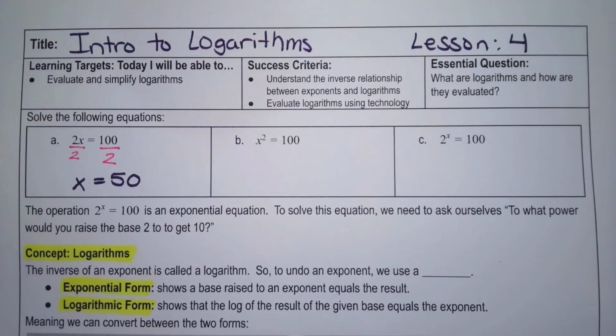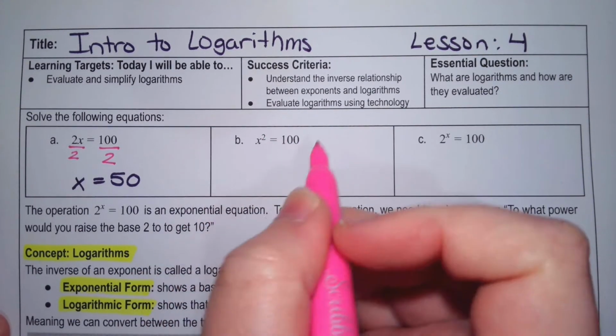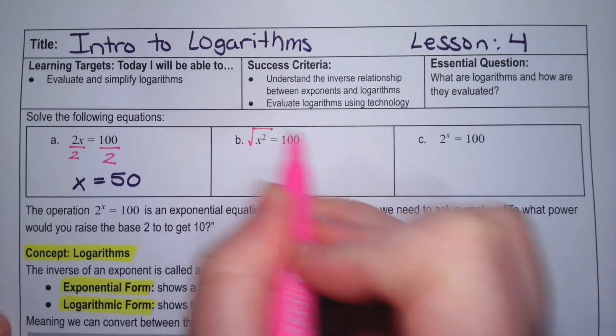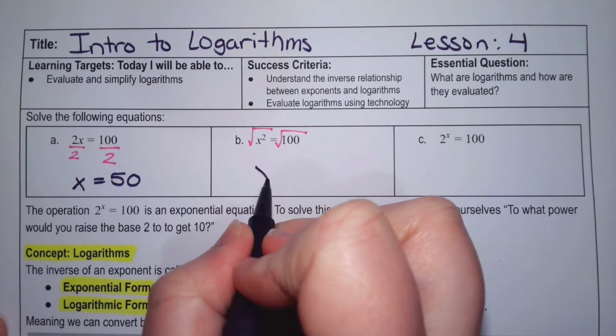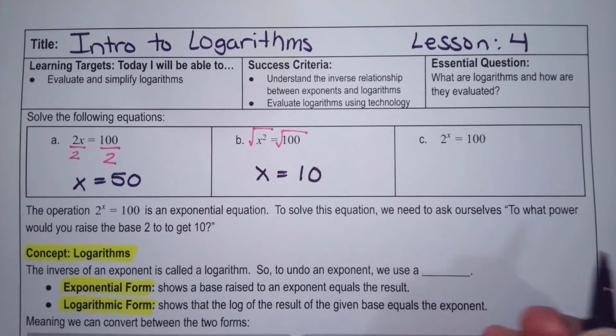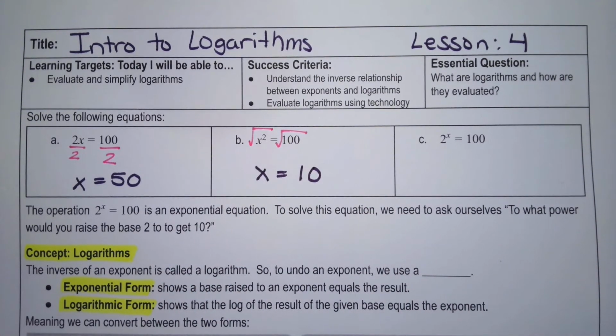All right, our next one, we have x squared is equal to 100. Remember, to undo a square, we square root it. So here we have x equals 10. Again, something that we can do.